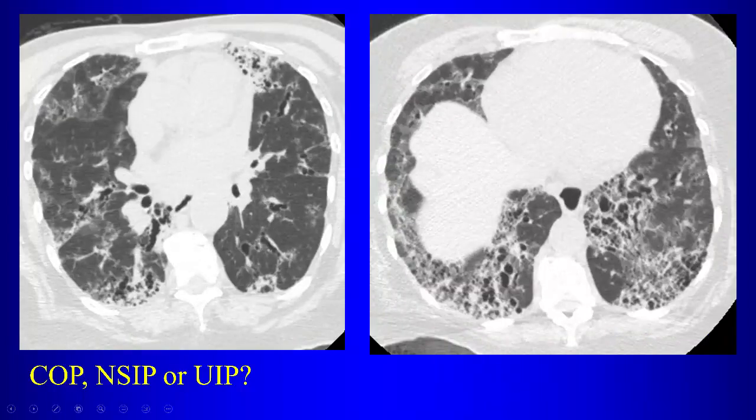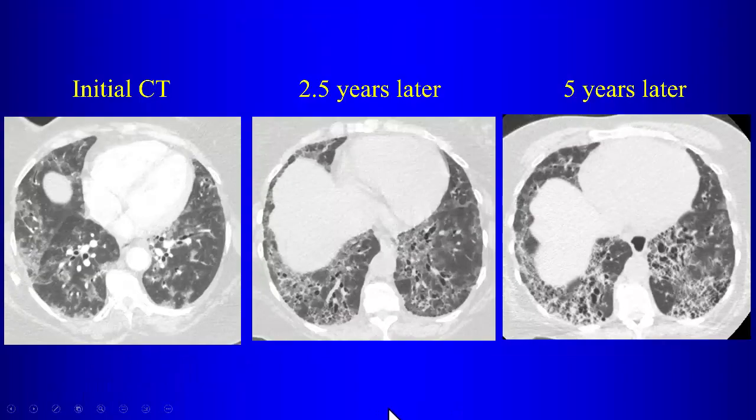COP, NSIP, or UIP? Why UIP? You should know by now not to trust me. Traction bronchiectasis. Do you see honeycombing? Yes or no? Yes. Where? Posterior aspects? Yeah, so these are stacked cysts here, and also here, especially here, right? So we do have honeycombing, right? So here your best choice is UIP. It's all the same patient.